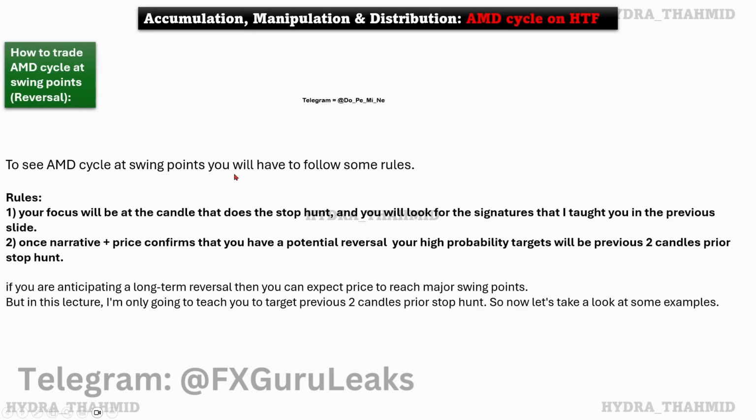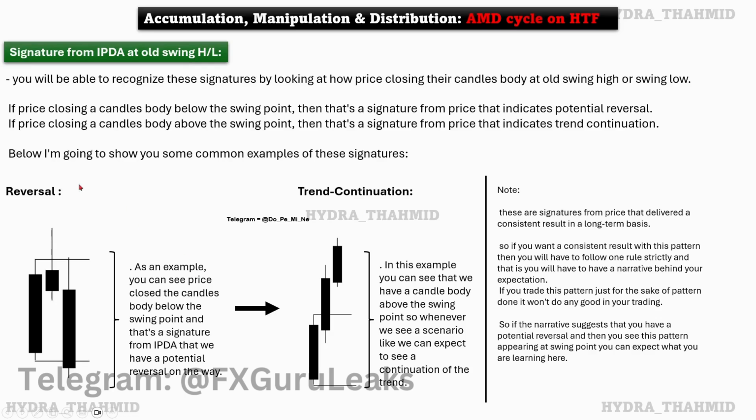How to trade the AMD cycle at swing points, right? To see the AMD cycle at swing points, you will have to follow some rules. Your focus will be at the candle that does the stop hunt, and you will look for the signatures that I taught you in the previous slide. What did I teach you in the previous slide? If price wants to do a reversal, once price goes above a swing point or below a swing point, you will look at the candle that does the stop hunt. If the candle is closing below, or closing above if we are bullish, the swing point, then you can anticipate a reversal.